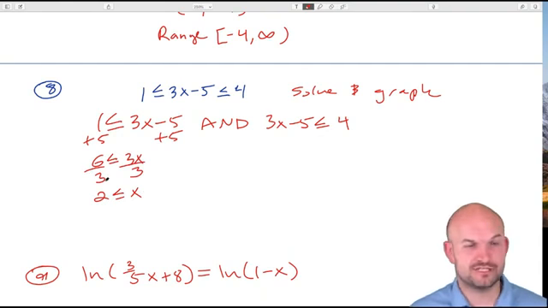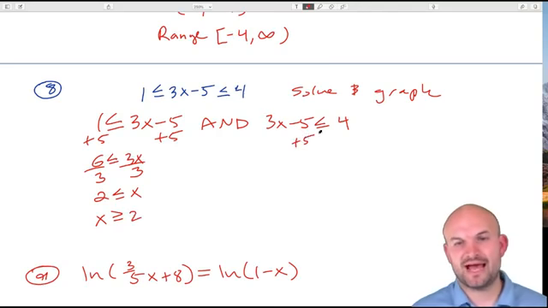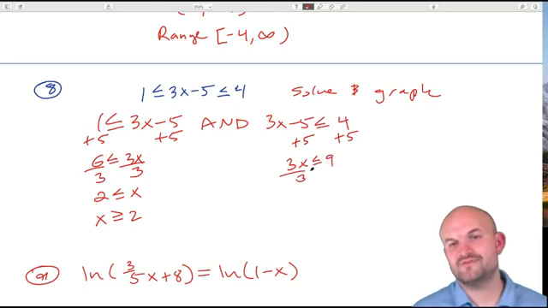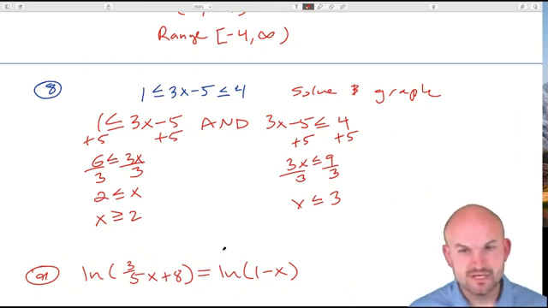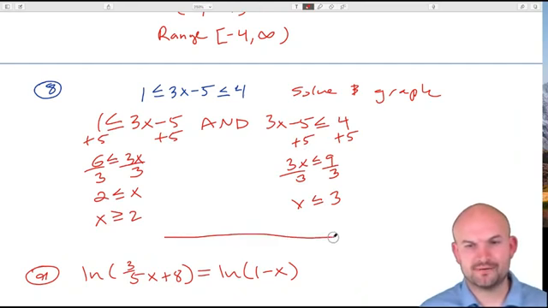And a lot of times it's a little bit easier to write it like this, just to say x has to be greater than or equal to 2. Then this one, I'm going to add a 5. 3x is less than or equal to 9. Divide by 3, divide by 3. x is less than or equal to 3. So now let's go to our number line.